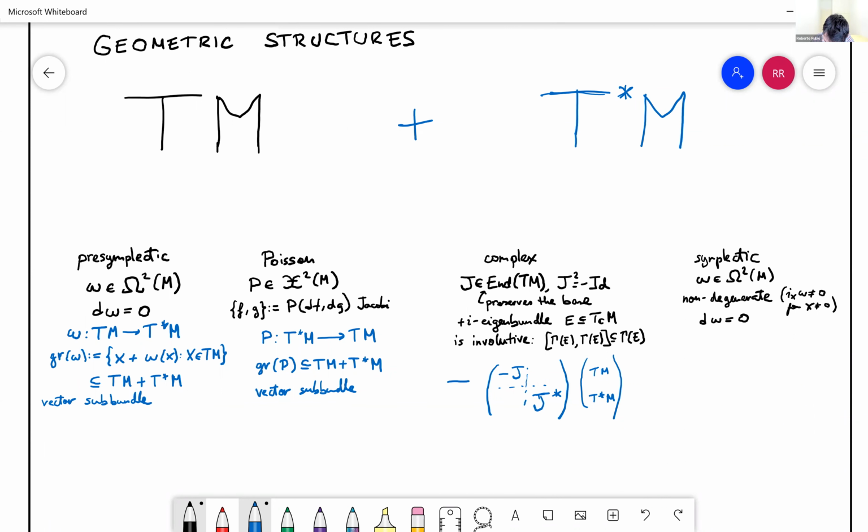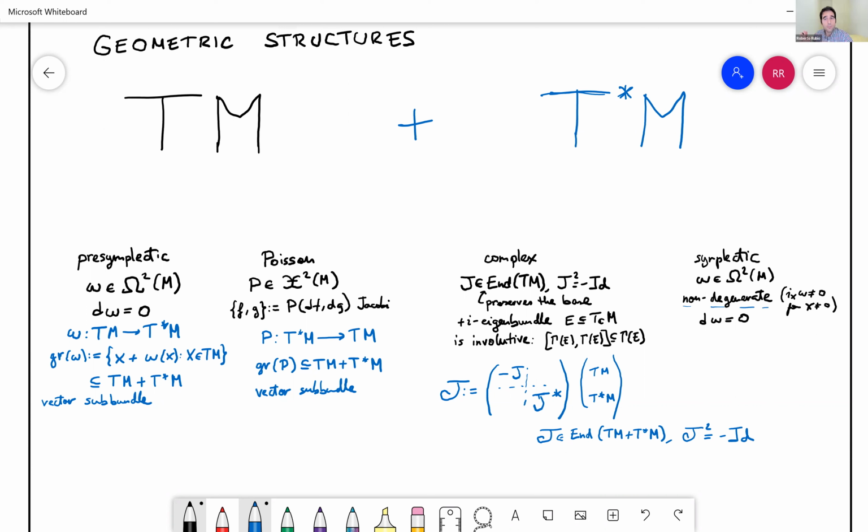And I will give it the notation of just curly J. So this curly J is actually an endomorphism of Tm plus T star m. And well, I was actually fast enough to put a minus there so that I get also this property, so that it looks quite complex, like a complex structure on this Tm plus T star m. And with symplectic structures, and now there is a key property, non-degenerate.